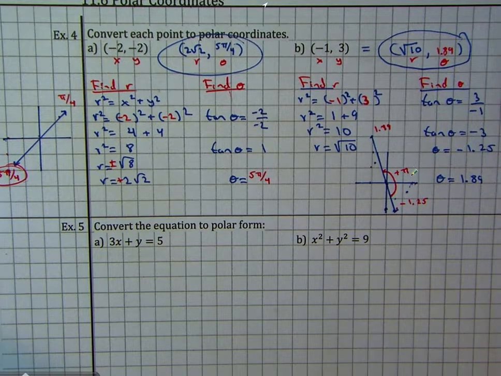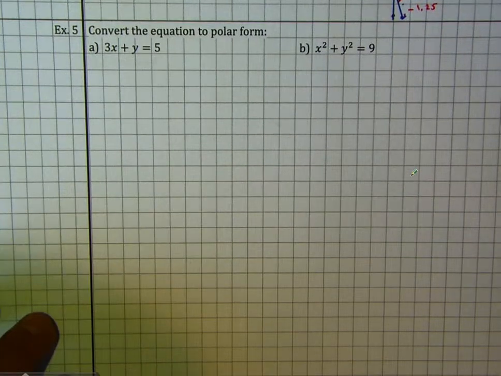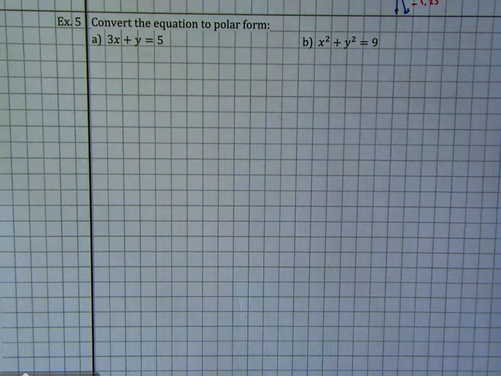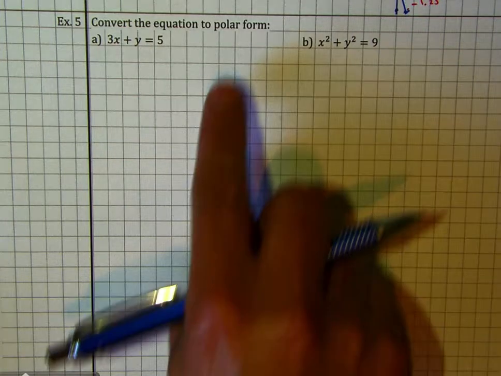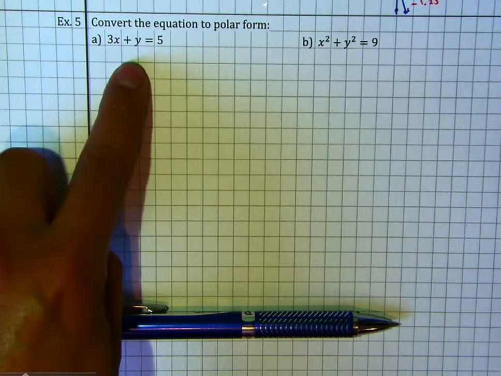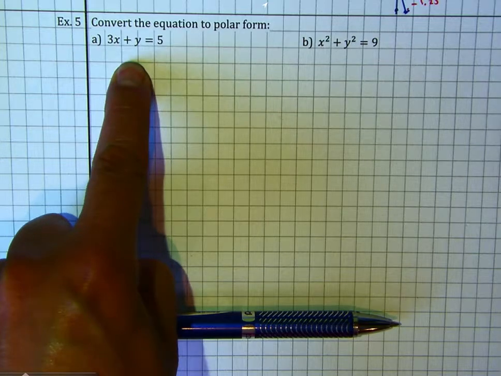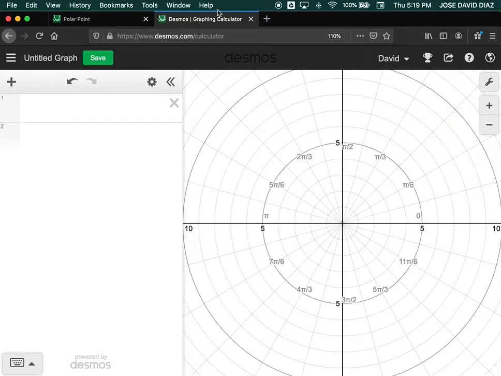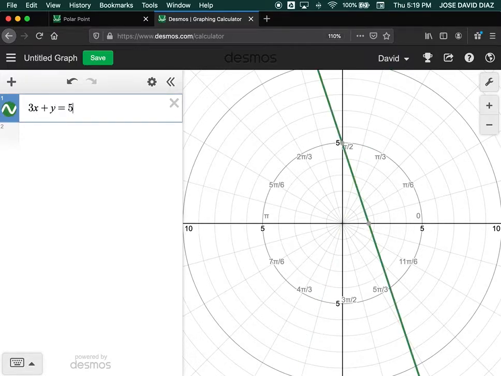And the last thing, we need to be able to now convert equations. Go and copy it down, and then we can continue once you're ready. So example number 5. I need to be able to convert these equations to polar. So therefore, do you guys know what the graph of this equation is? So if I go back to my desmos and I type it up, it'll be a line, correct. So it'll be 3x plus y equals 5.